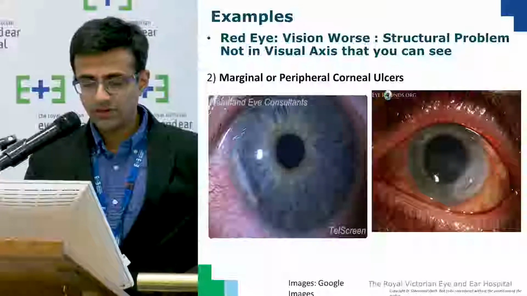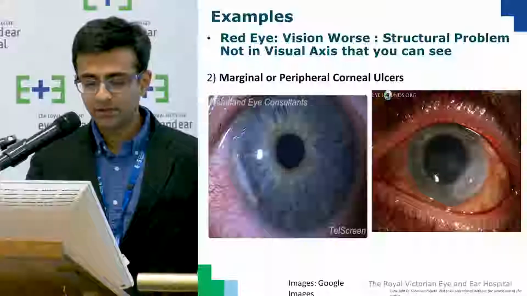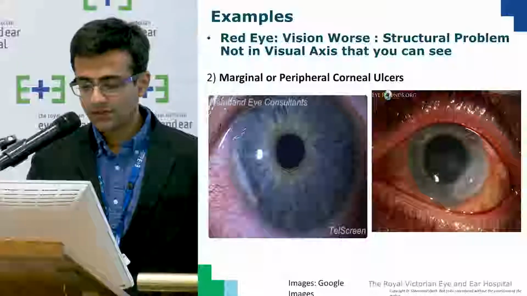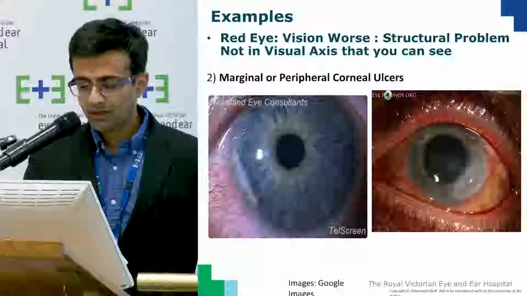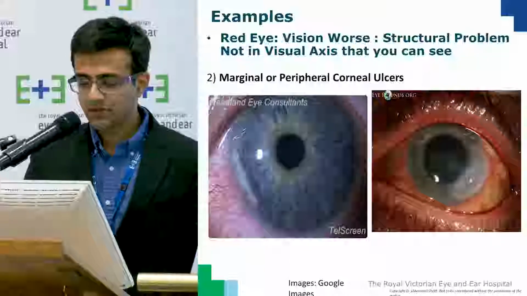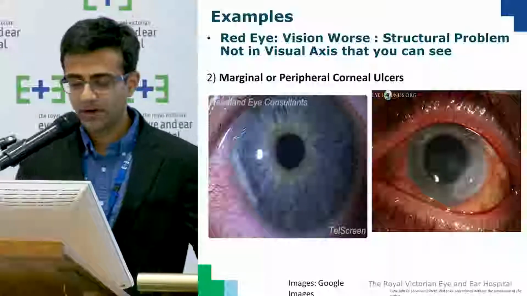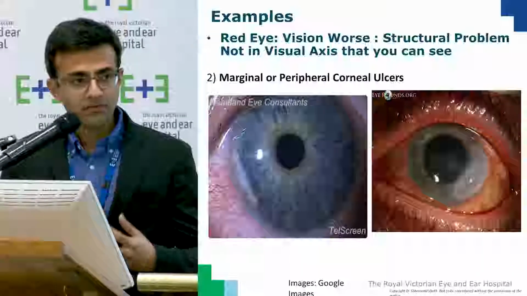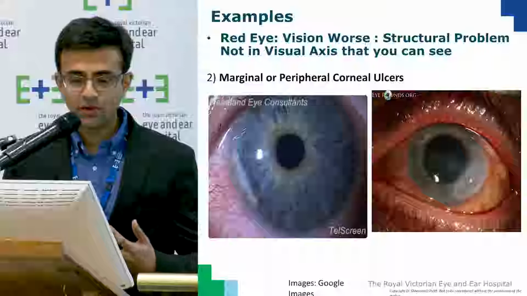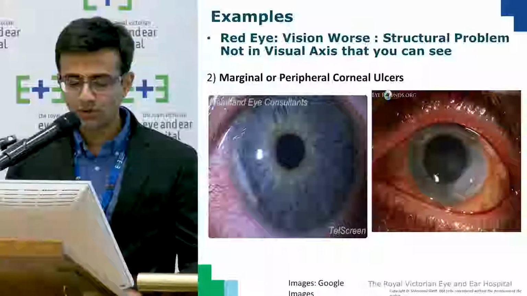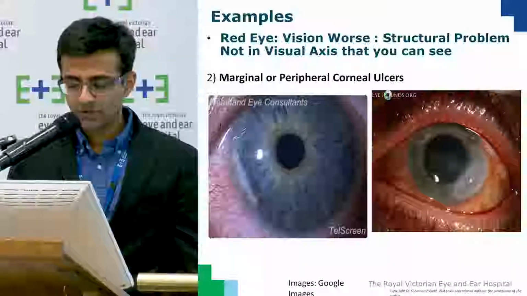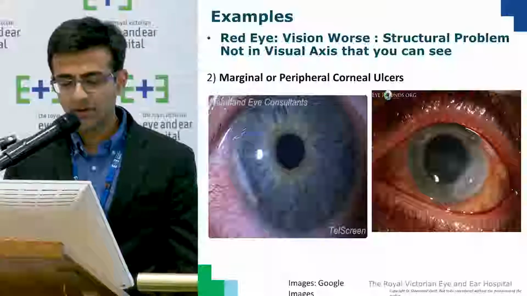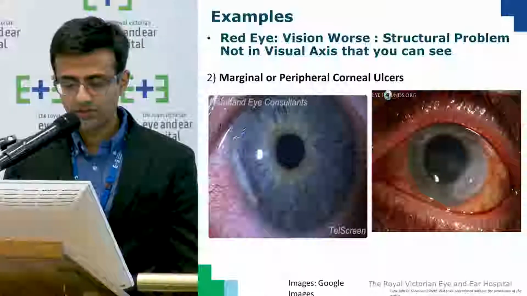Marginal peripheral corneal ulcers, so ulcers that are not in the center but also infections or ulcers in the peripheral cornea, can also distort the corneal curvature and cause visual problems with the red eye. Or sometimes they can also incite a strong inflammatory response inside the eye called uveitis or keratouveitis, which could also cause visual problems. So if you see something in the periphery of the cornea, that could also explain a vision change.